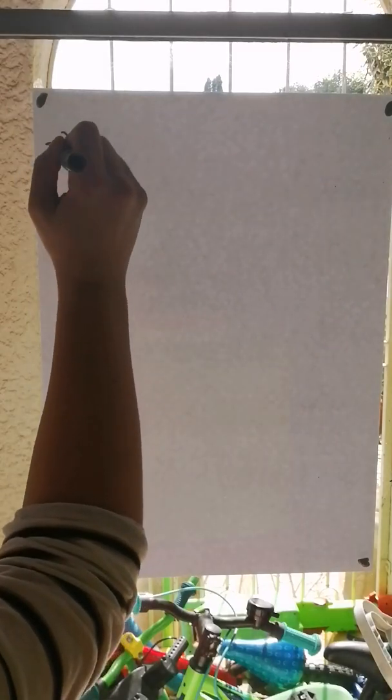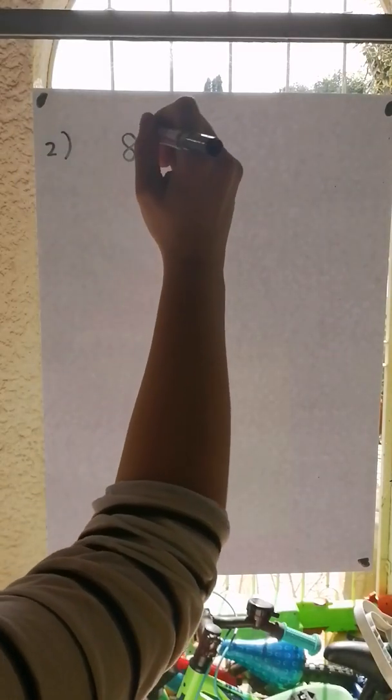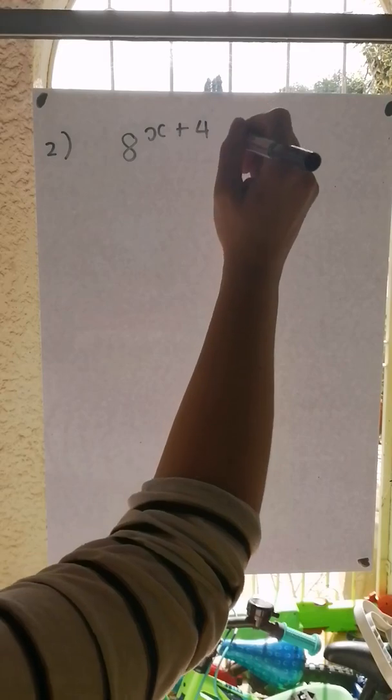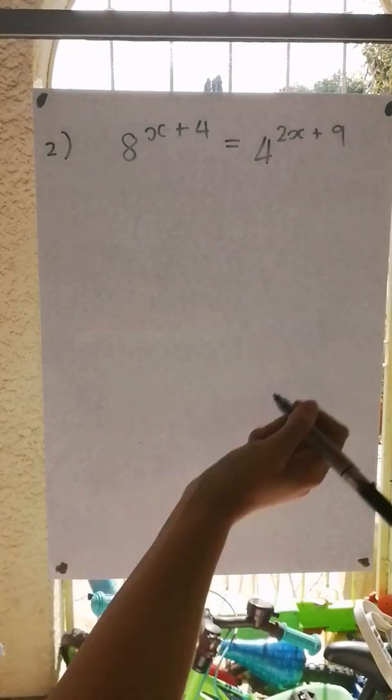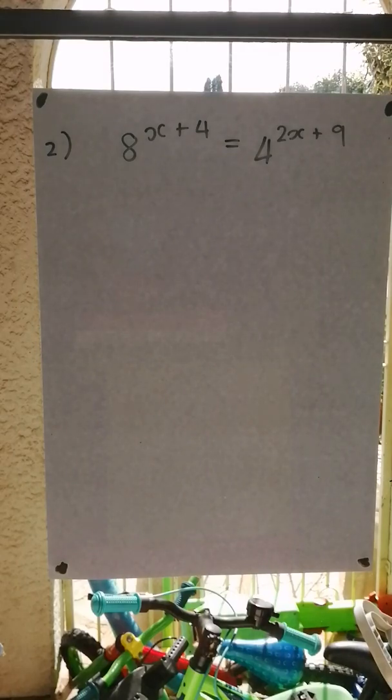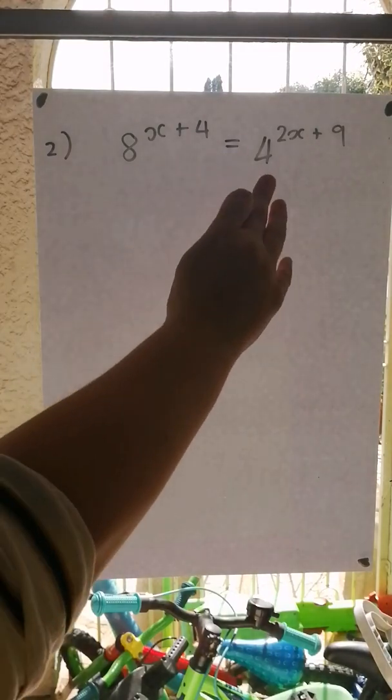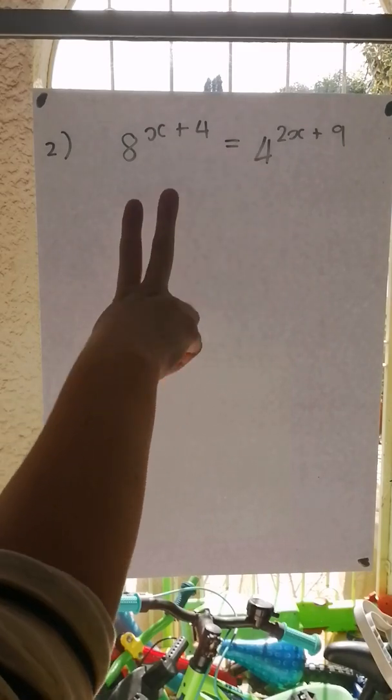Example 2 says solve for x if 8 to the power of x plus 4 equals 4 to the power of 2x plus 9. Okay, cool. So I need the bases to be the same, and the only way I'm going to rewrite 8 and 4 in the same base is if I change it to a base of 2.